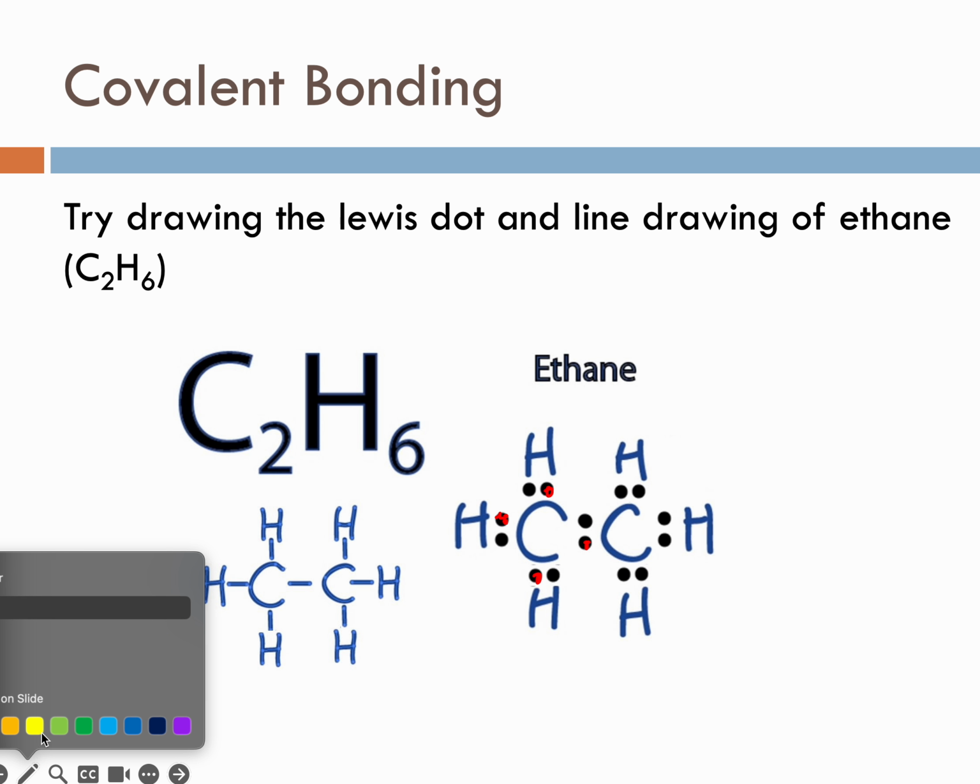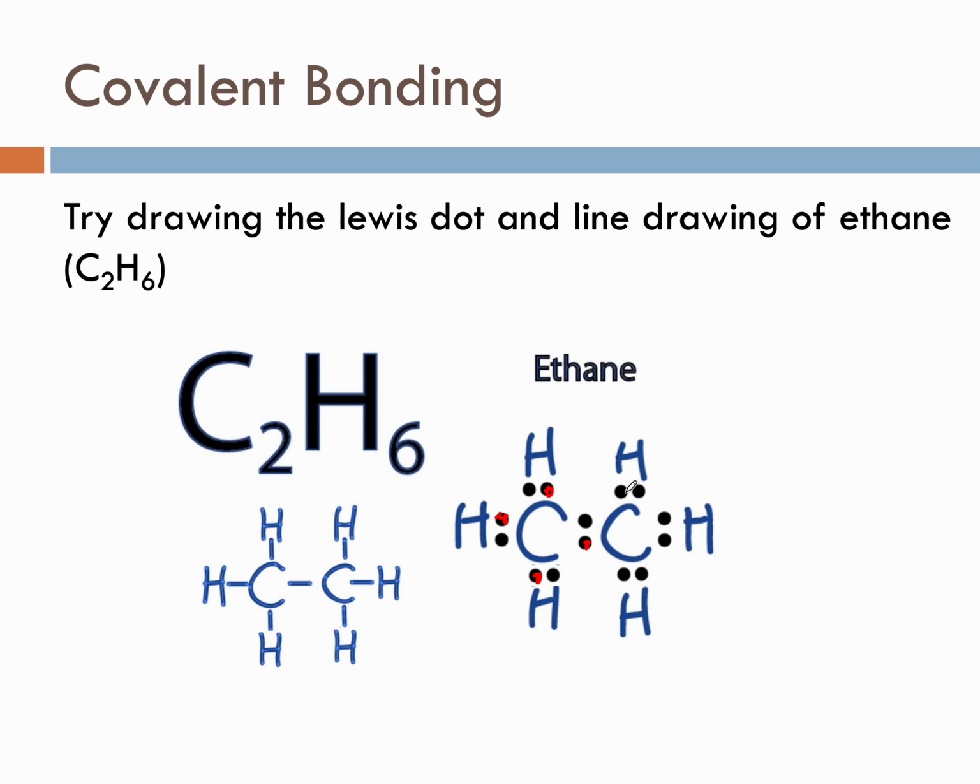Now I'll show you the other carbons. This carbon will bring this one, this one, this one, and this one. So 4 from each carbon. And then each hydrogen will bring its own valence electron. So 1 here, 1 here, 1 here, 1 here, 1 with this hydrogen, and 1 with that one.